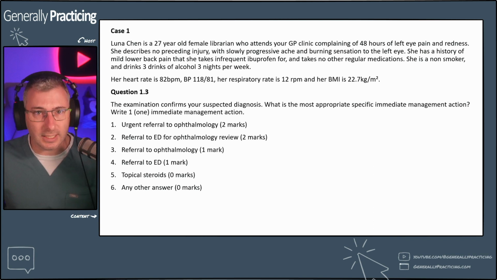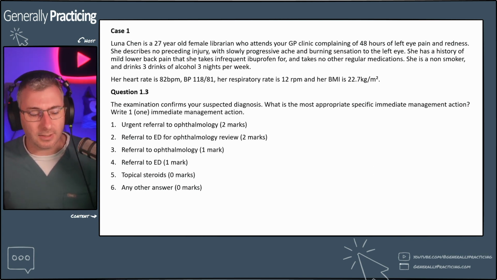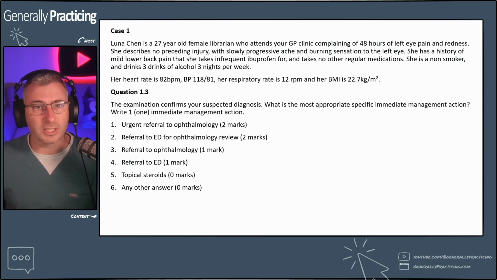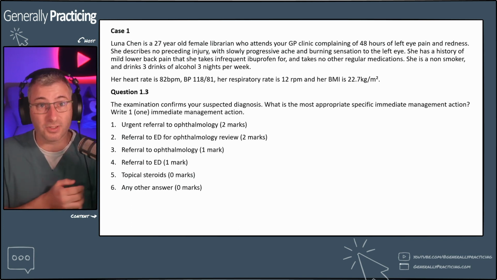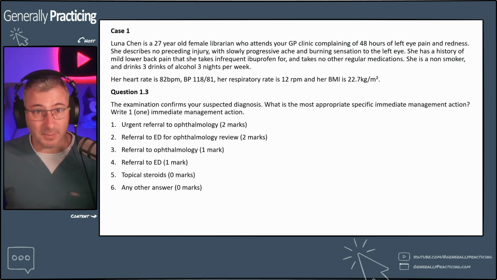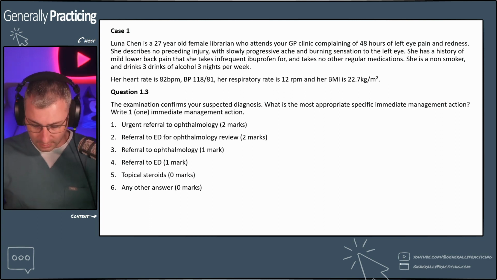Likewise, referral to ED, you might still get a mark. You'd probably be playing it a little bit too risky there. And so I would be always specifying why you're sending them. Now, if you were to try and initiate topical steroids on your own without being able to differentiate those things, I think you wouldn't be awarded any marks. And likewise, any other answer in this kind of setting, really you need to be sending through and acknowledging the urgency of this situation. All right.